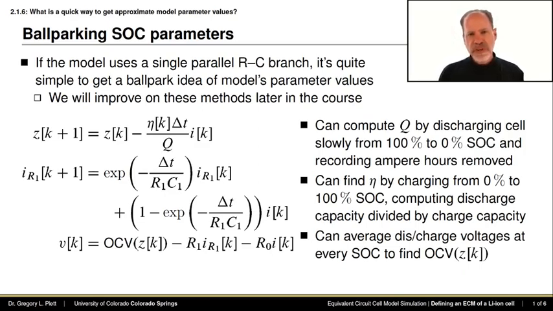And because of the resistances of the cell, the discharge voltage will be below open circuit voltage and the charge voltage will be above open circuit voltage. But if we compute an average of the discharge and charge voltages at every state of charge, we will have a pretty good approximation to the open circuit voltage relationship of this cell at every state of charge value. Again, there are some nuances that we can think about to improve on this method, but that's a pretty good place to start.